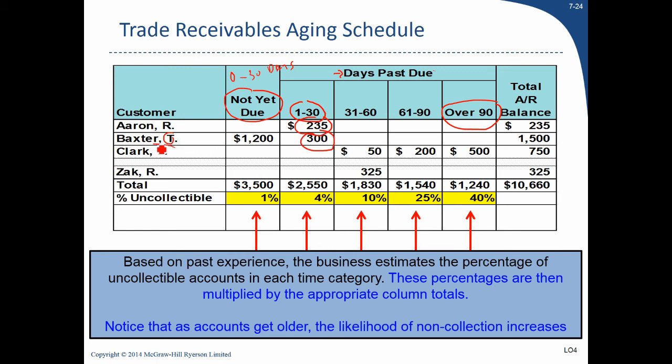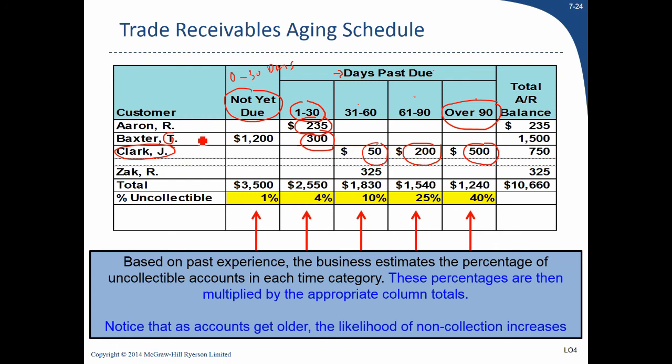Okay. J. Clark has 3 different transactions in different categories, right? So over 120 days ago, we made a sale to J. Clark for $500 and they haven't yet paid us. We made another sale 91 to 120 days ago for $200, and we made another sale to them 61 to 90 days ago for $50, and they haven't paid any of these amounts.